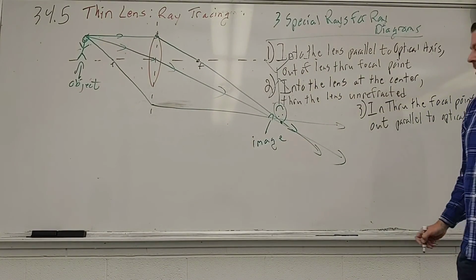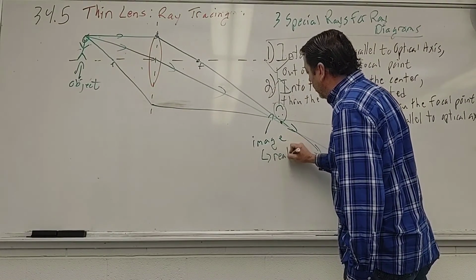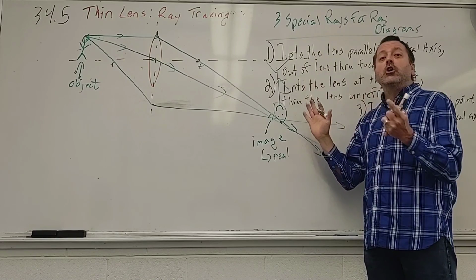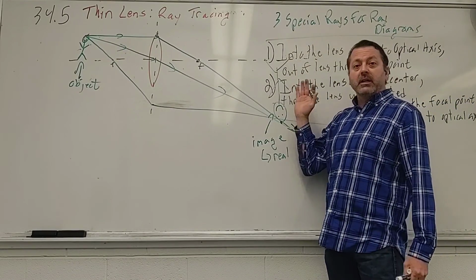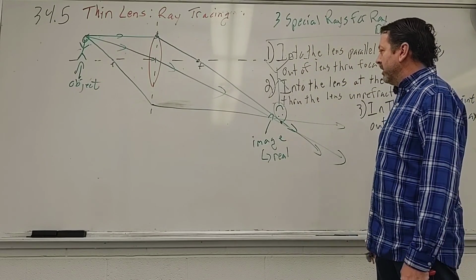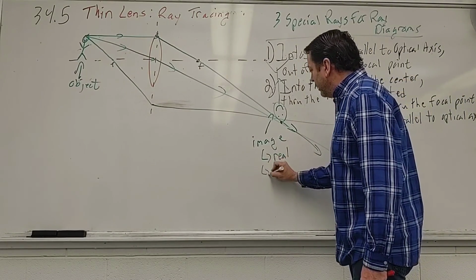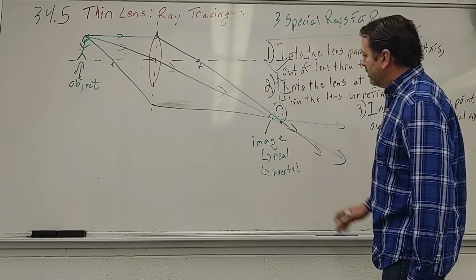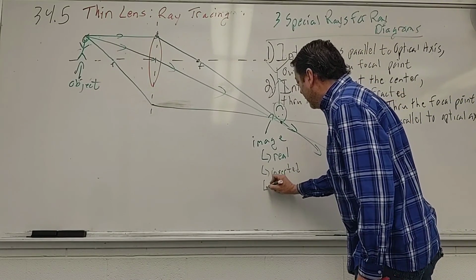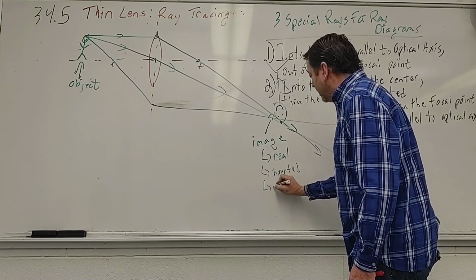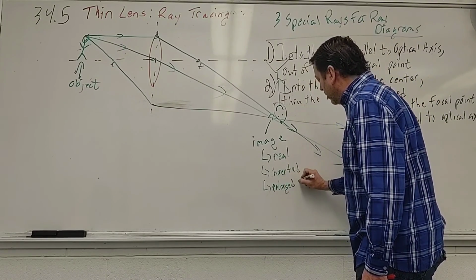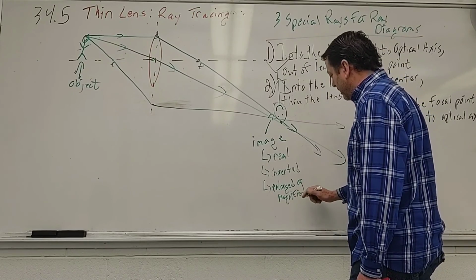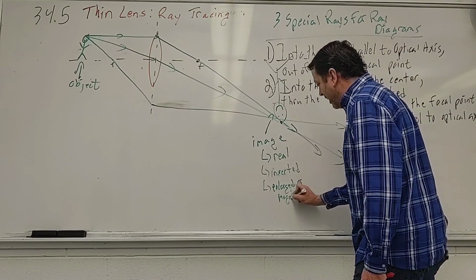And what can we say about this image? This image is real. You can take a piece of paper and form this image on something, like a projector screen. It forms a real image. You can see it from that projector screen. It's inverted. He's upside down. It's also, we could say, enlarged. It's magnified.